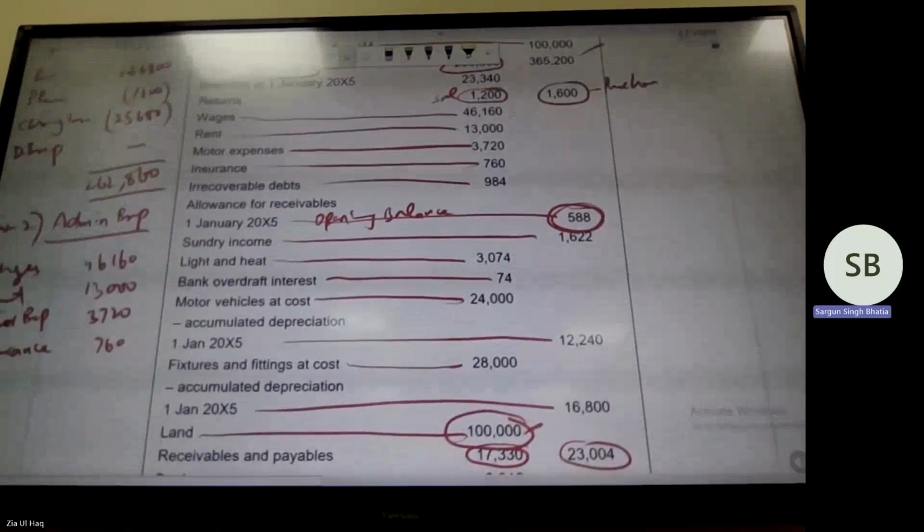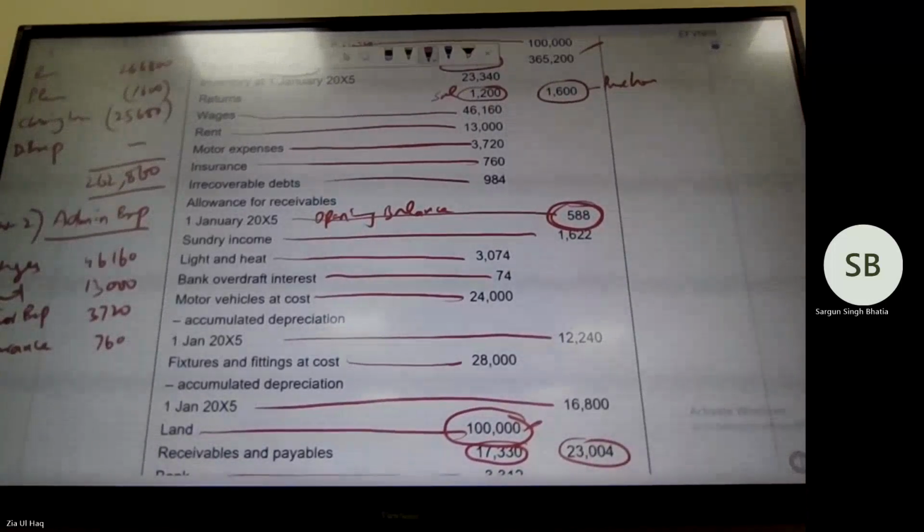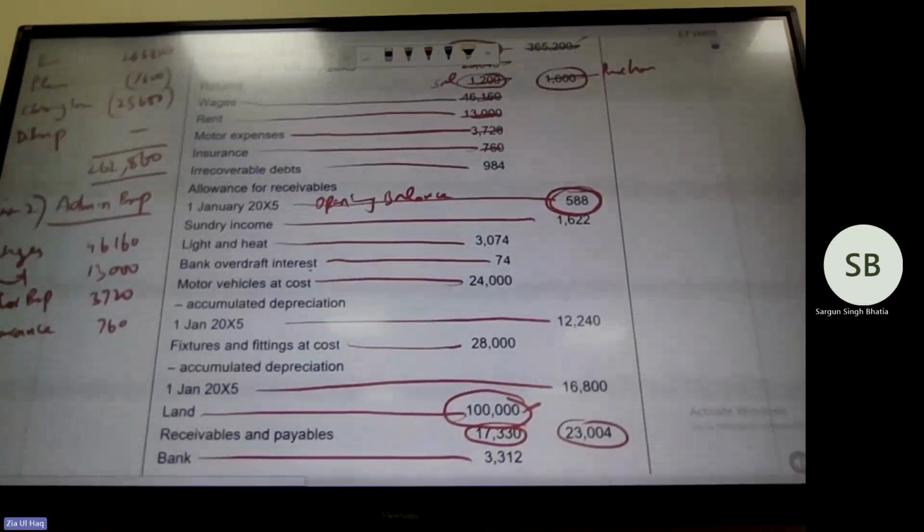So we have recorded wages, rent, motor expense, and insurance, 760. Whatever figures we have recorded, we should cross them. And then we have light and heat, 3074. And then we have irrecoverable debt.